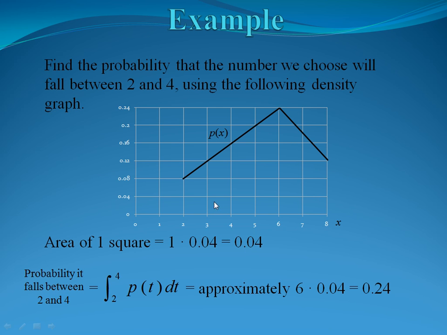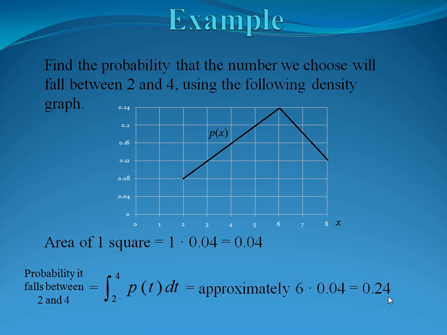Then we want to approximate how many squares there are under the graph from 2 to 4. I count 1, 2, 3, 4, 5, and then 2 half squares, which would make 6. So the probability is going to be the area under the curve from 2 to 4. Approximately 6 squares, each having an area of 0.04, gives me 0.24. So there's a 24% chance that if someone were to pick a number at random between 2 and 8, it will actually fall between 2 and 4.